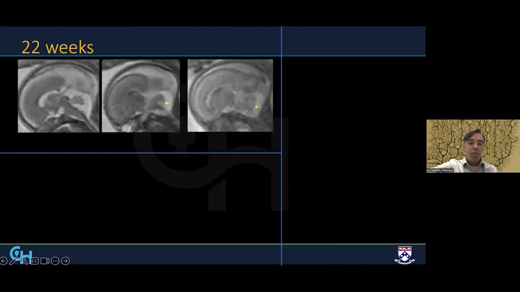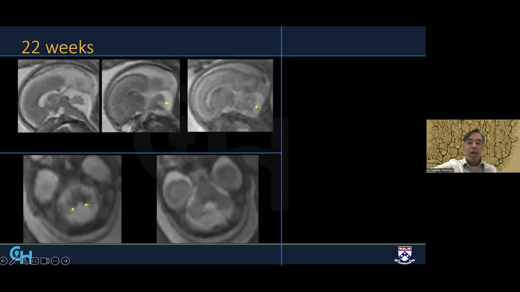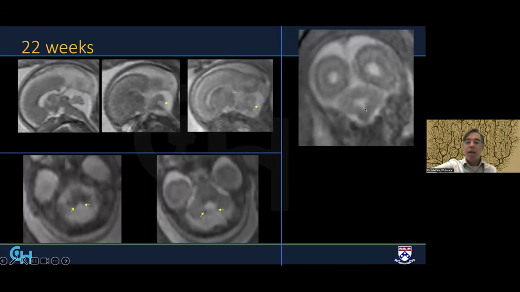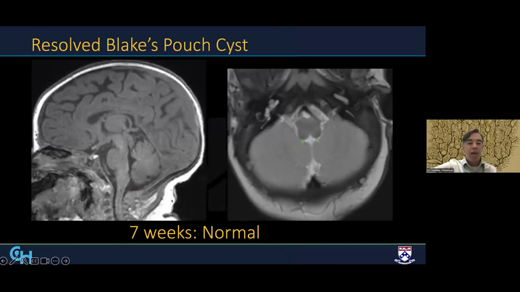Here's another case of a Blake's pouch cyst at 22 weeks, again following the tela upwards and inwards in the sagittal plane. Here in the axial plane, here's the tela choroidea coming off the back of the medulla and heading upward. In the coronal plane, here it is, upwards and inwards, consistent with Blake's pouch cyst. Same patient, postnatally, now the vermis looks completely normal. There's no tilt, and here's the normal tela choroidea.